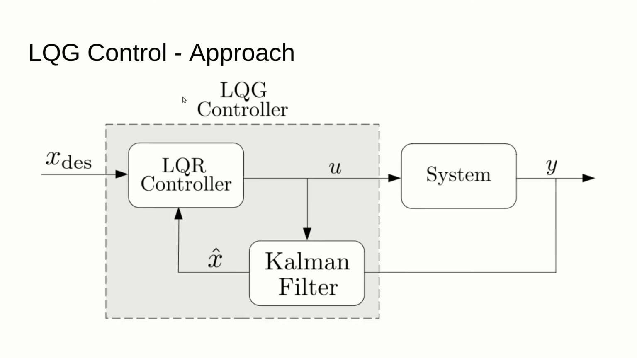LQG control is simply just a combination of LQR control complemented by a Kalman filter. The Kalman filter takes the outputs of your system, it estimates the states of your system through noise and other disturbances, and then it passes it into your LQR controller for reference to compare against the desired states to get your input. So we're going to dive into each of these components separately.